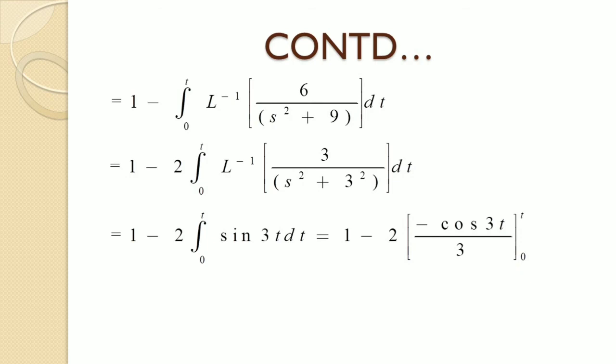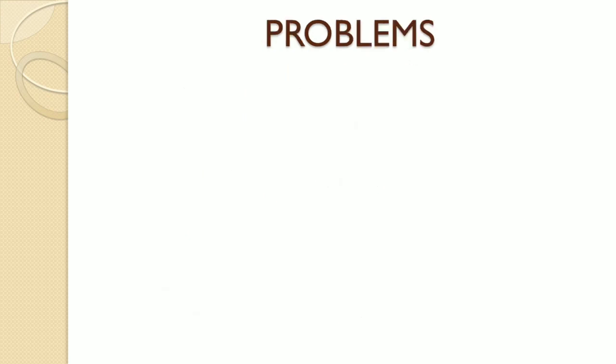Now integrating with respect to t, we get 1 minus 2 into minus cos 3t by 3 with the limit 0 to t, which is equal to 1 plus 2 by 3 cos 3t. And now applying the limit, we get 1 plus 2 by 3 cos 3t minus 1.